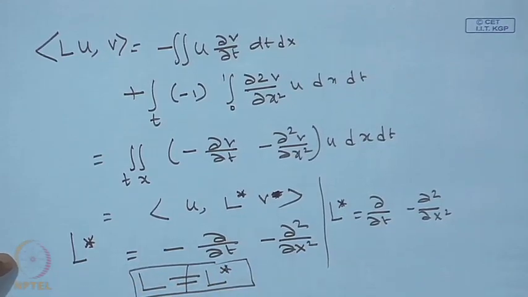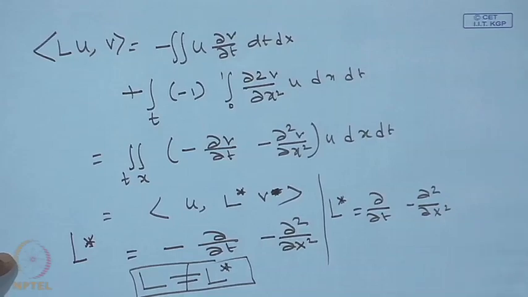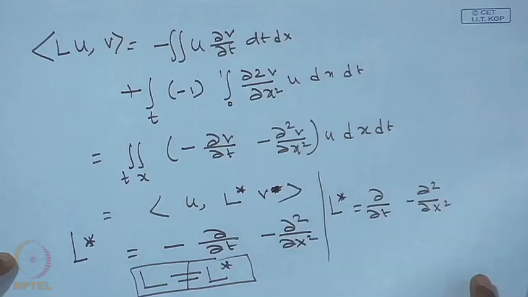So, L is not equal to L star, and the problem is not a self adjoint problem. So, therefore, we have to evaluate the adjoint Green's function, then connect the adjoint Green's function with the original problem u.